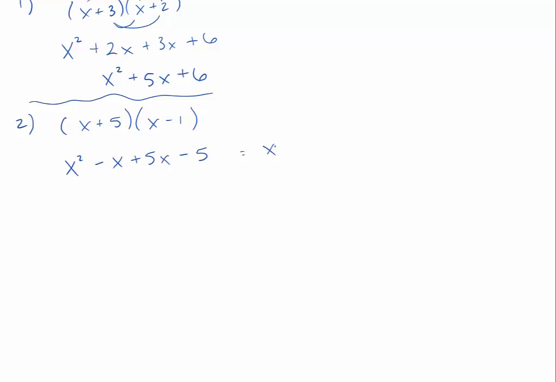So I have x squared. There's no other x squareds. I have a negative x and plus 5x. So that combines to be plus 4x minus 5. That's it. We're done.